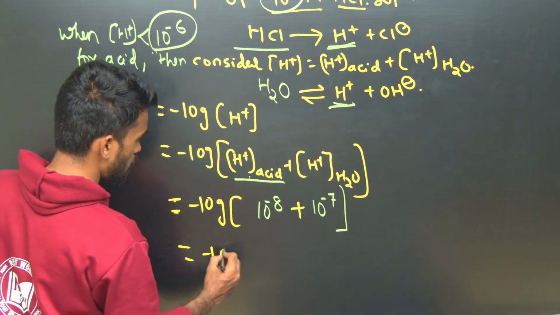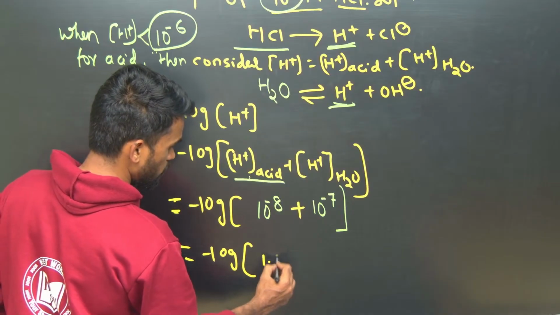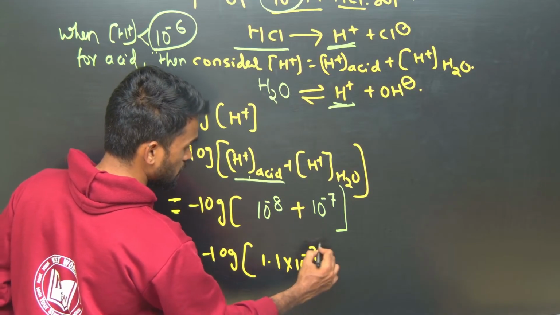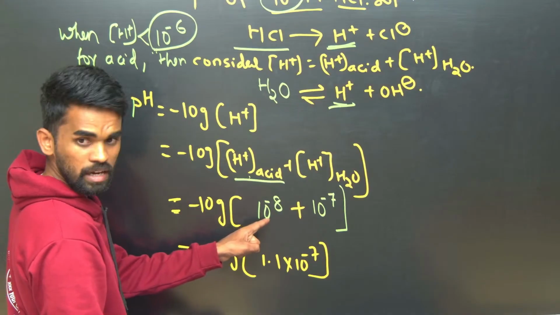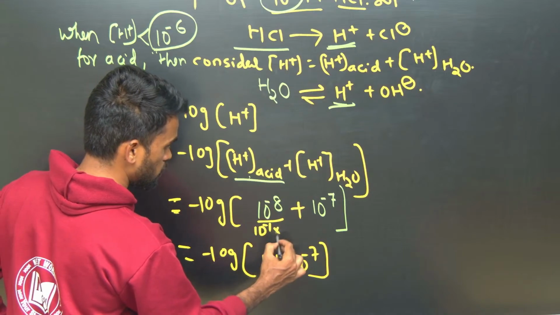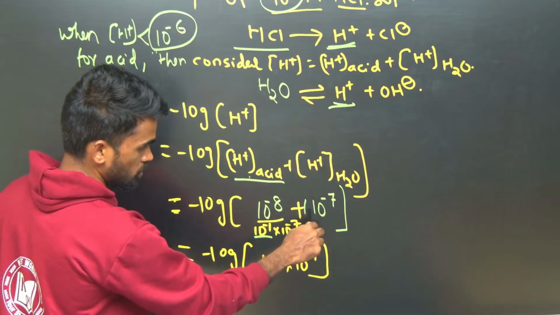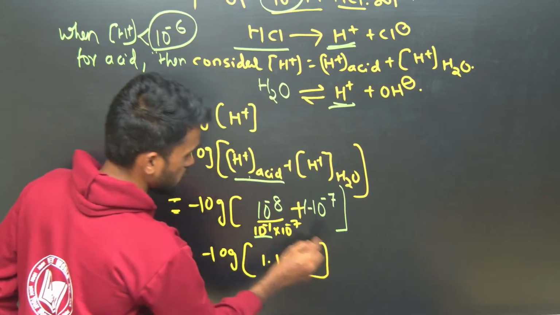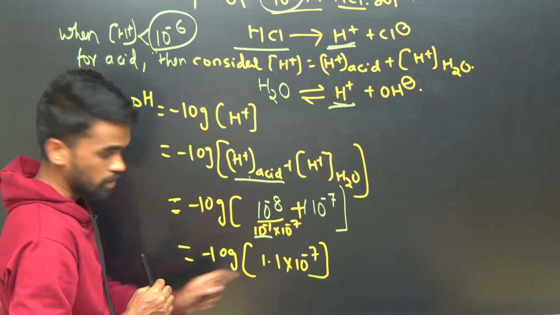So minus log, what can you take here? 1.1 into 10 power minus 7, can I write? Yes, we can write. 0.8, so 10 power minus 8 means 10 power minus 1 into 10 power minus 7, I can write now. Here 1 we have, so this 1 plus 0.1, that is 1.1 into 10 power minus 7.